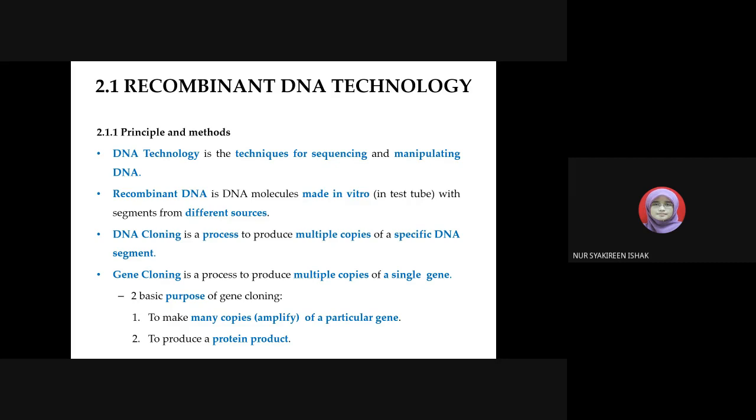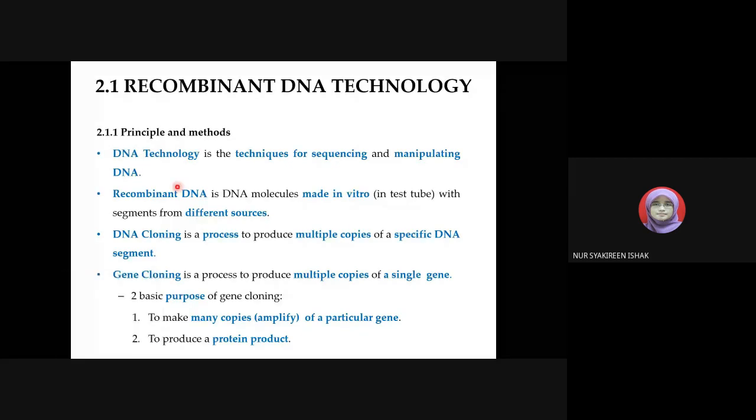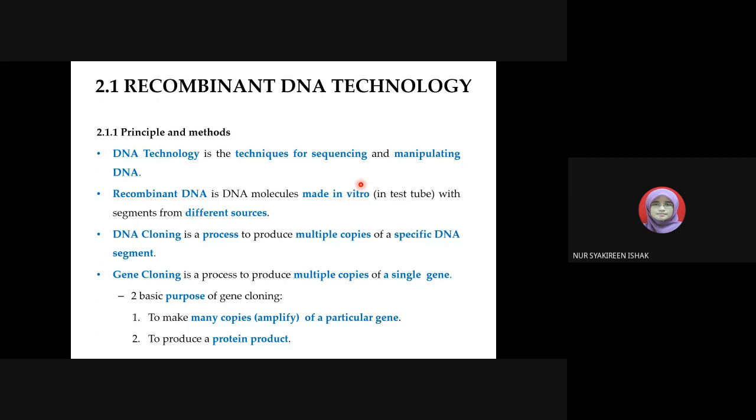So the next one is recombinant DNA. Recombinant DNA is a DNA molecule made in vitro, in a test tube, inside the lab, with segments from different sources, from different organisms. You insert a gene from human, a gene of interest for example, and then you insert it into bacteria in order for that bacteria to produce the protein product.